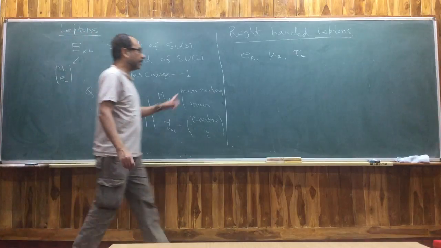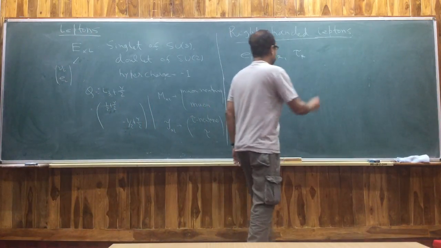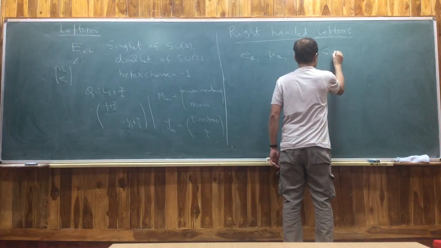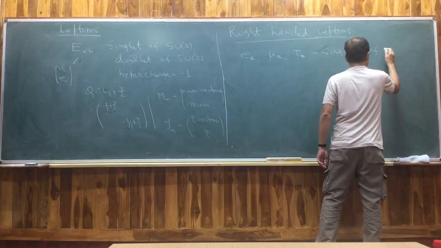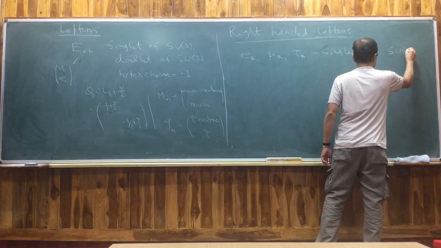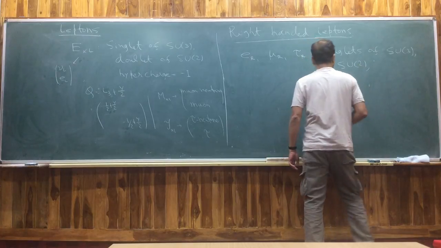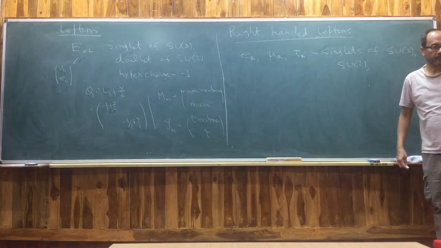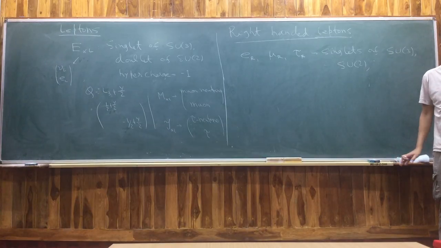So, E_R, mu_R, tau_R, these are singlets of SO3, of course, they don't have color, strong interaction, but also of SO2. Okay, because right-handed fermions don't have a weak interaction.